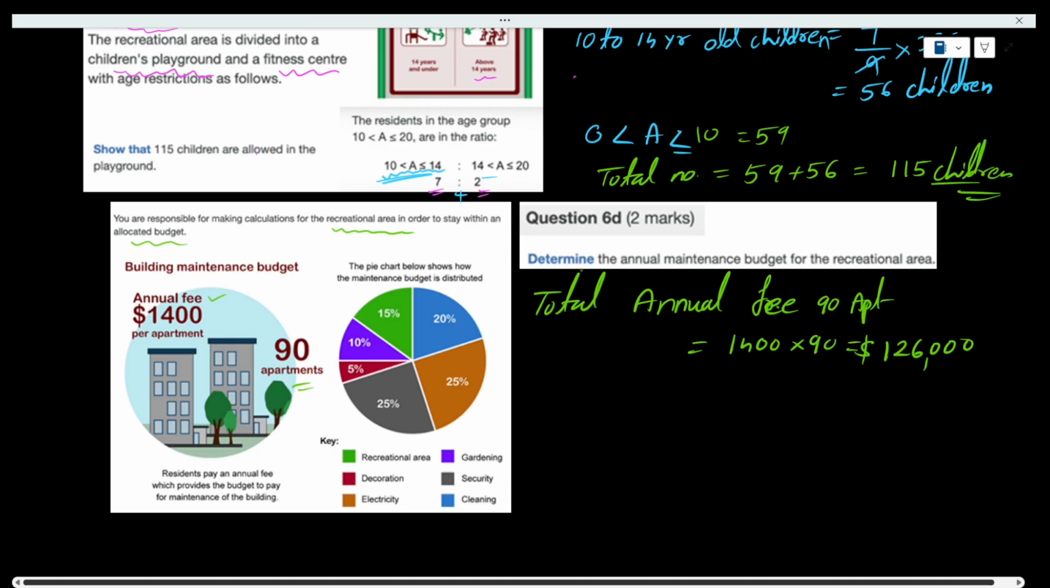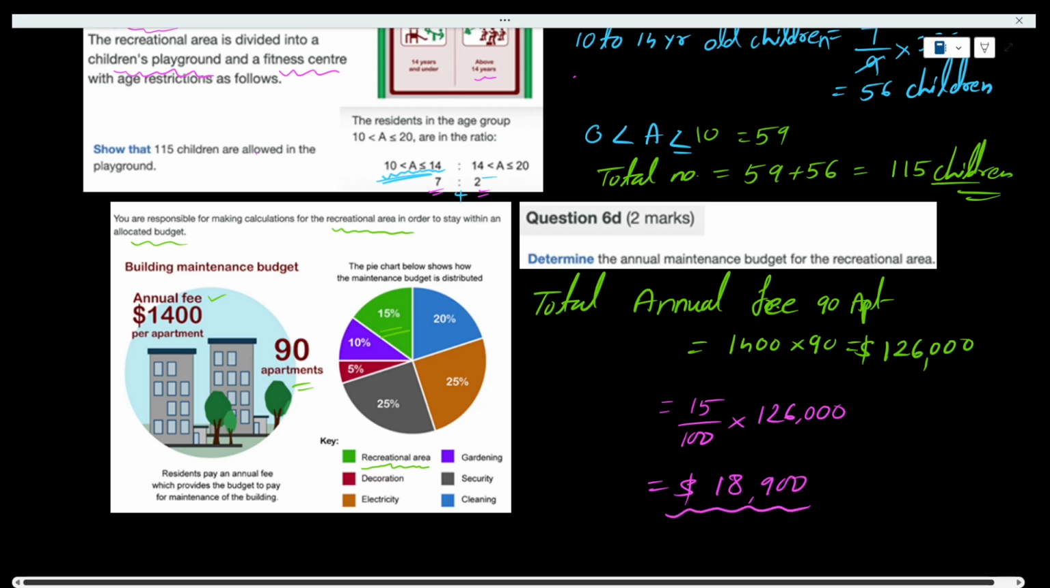Now among this, it is allocated into different parts. For the recreational area, there is a 15% fund allocated, right? So you can take 15% of the total money. If I take it, I'll get how much money is available for the recreational area. So do that calculation, divided by 100. If I take it, $18,900 is available for the maintenance of that area.